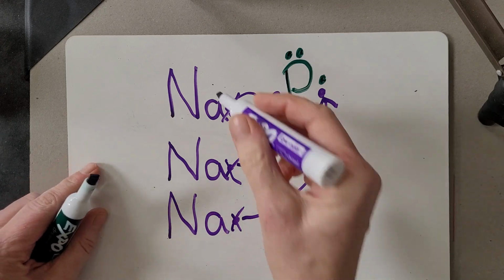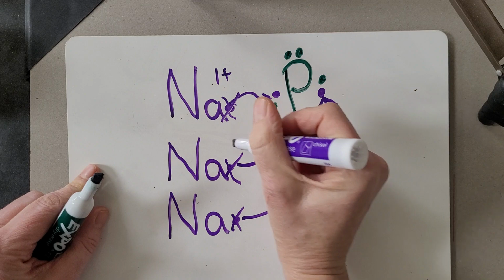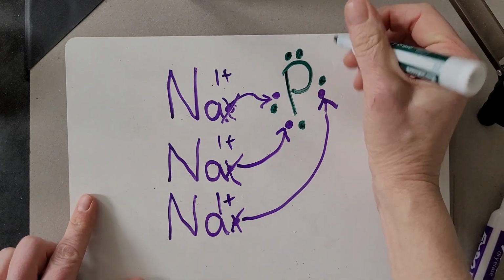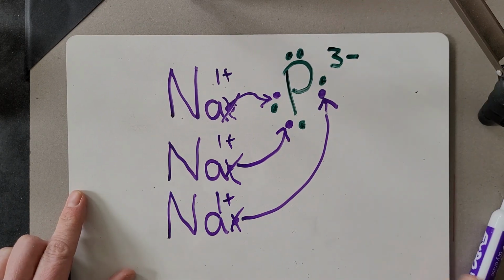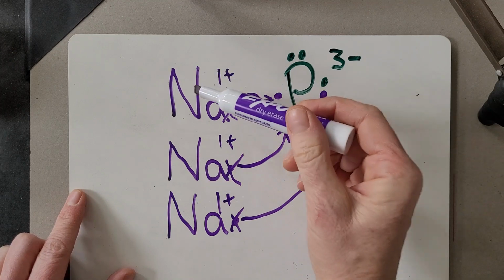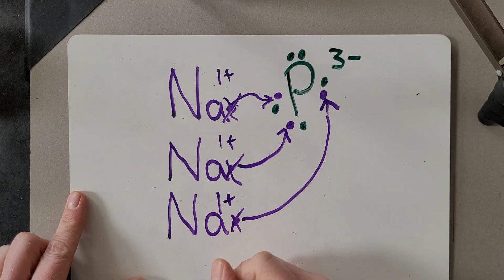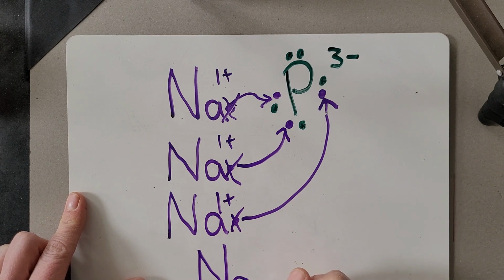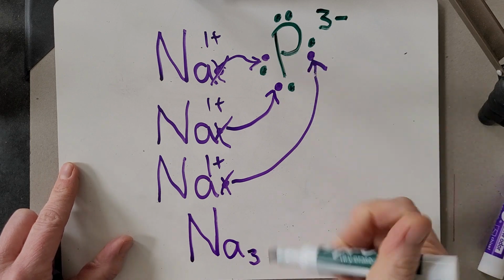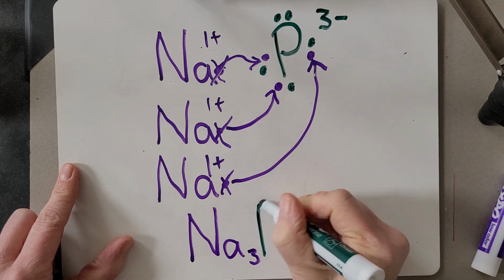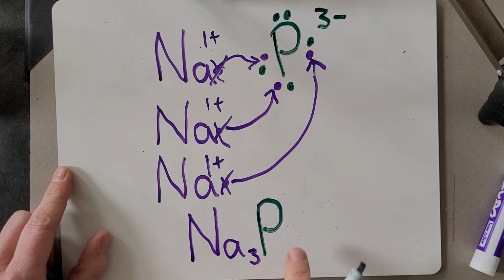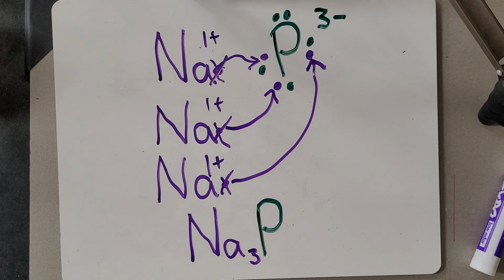Now I put in my charges. Each of these will have a charge of 1 plus because each one lost 1 electron, and my phosphide will have a charge of 3 minus. I figure out my formula by counting the number of ions on each side. I don't care about charges. 1, 2, 3. So I'm going to say Na with a subscript of 3 and P. No subscript means 1, right? It wouldn't be in the formula if I had 0. Na3P. That's my formula for sodium phosphide.